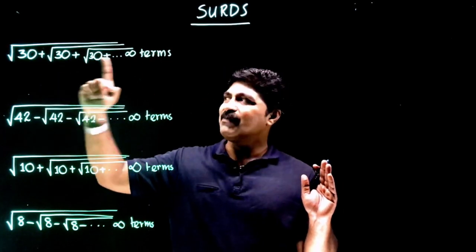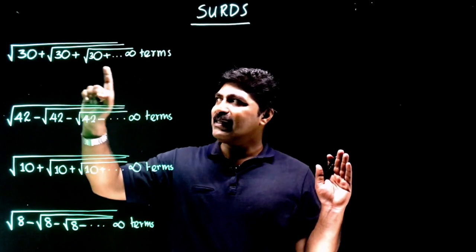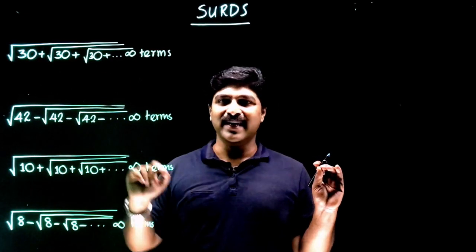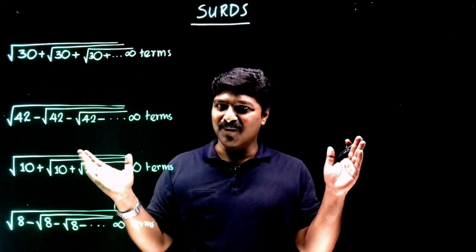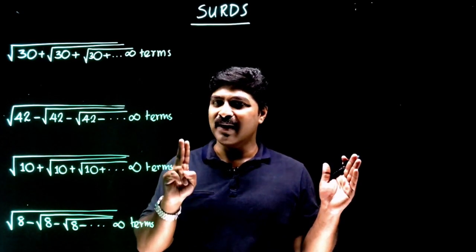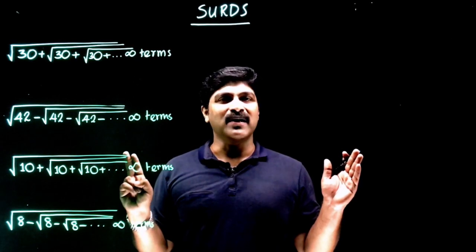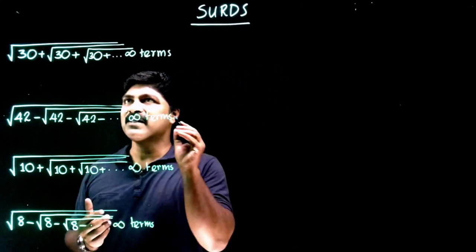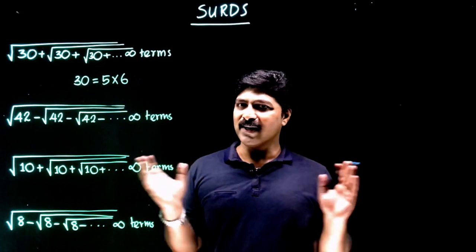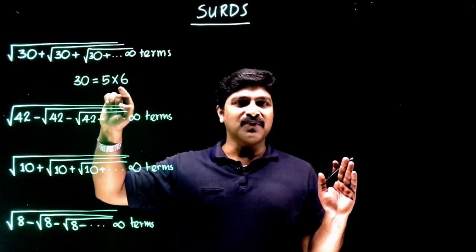The first one, root 30 plus root 30 plus etc. infinite terms. Whenever you get such a question, simply observe the actual value there. Here that is 30. What you want to check is whether that 30 can be expressed as the product of two consecutive natural numbers. How is it possible? Here we know that 30 is nothing but 5 into 6. Got it?